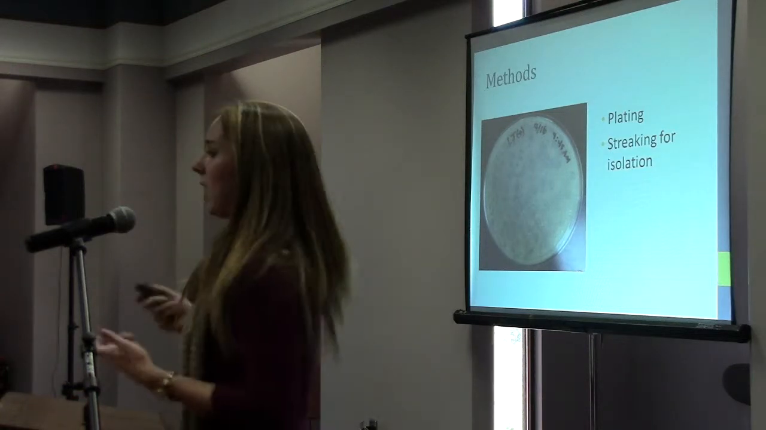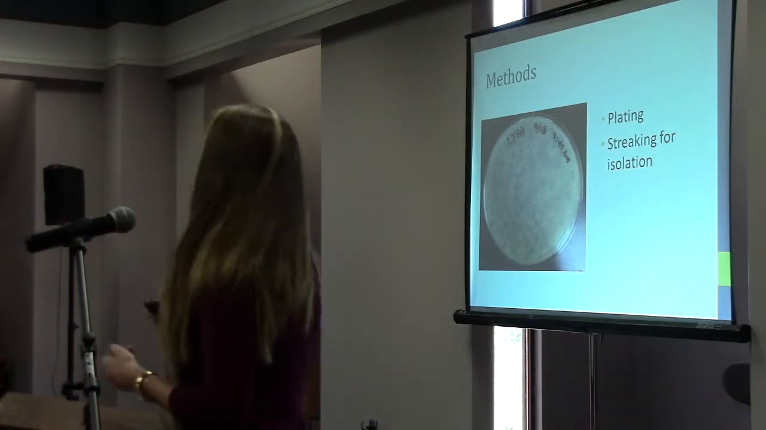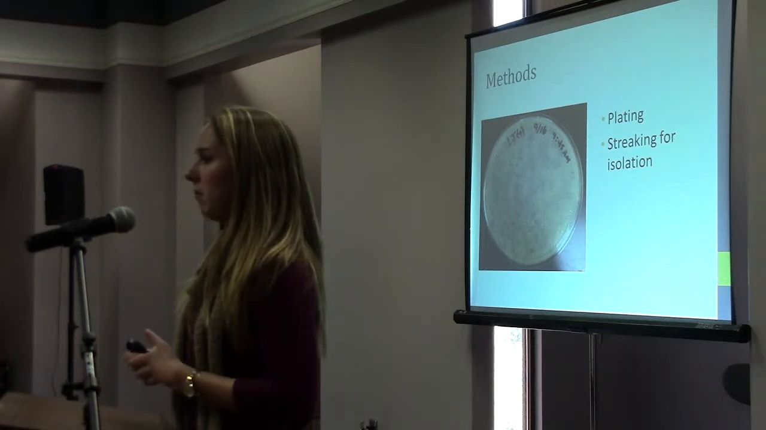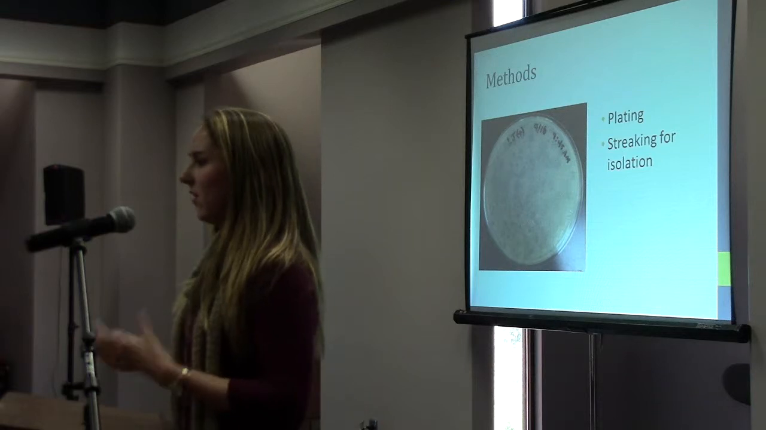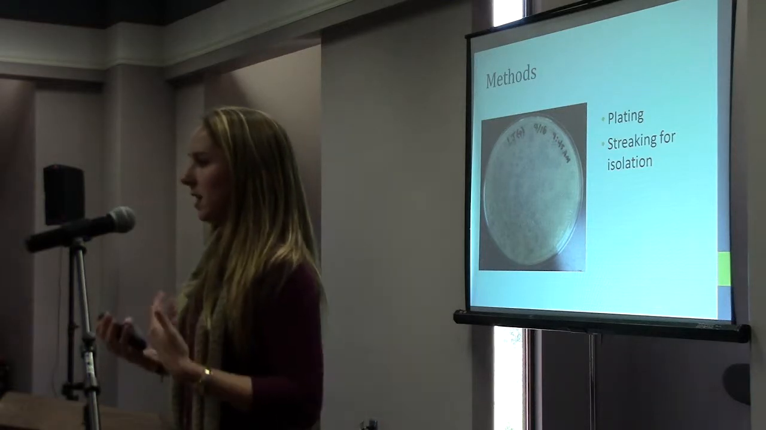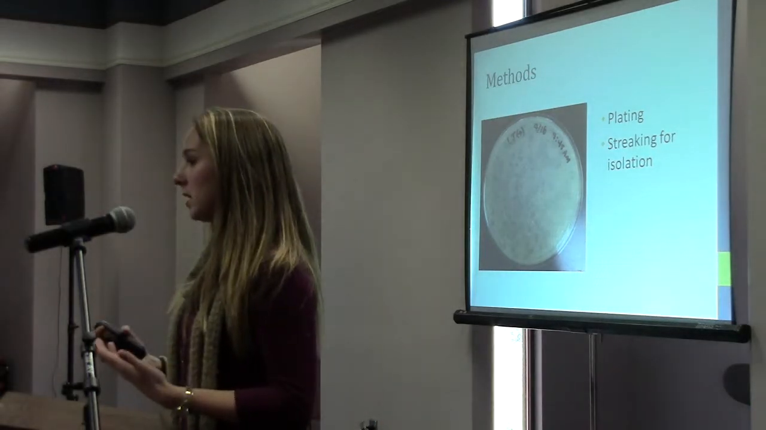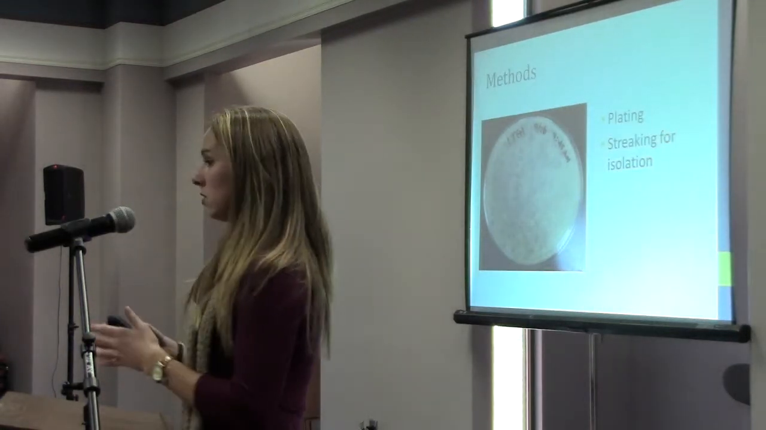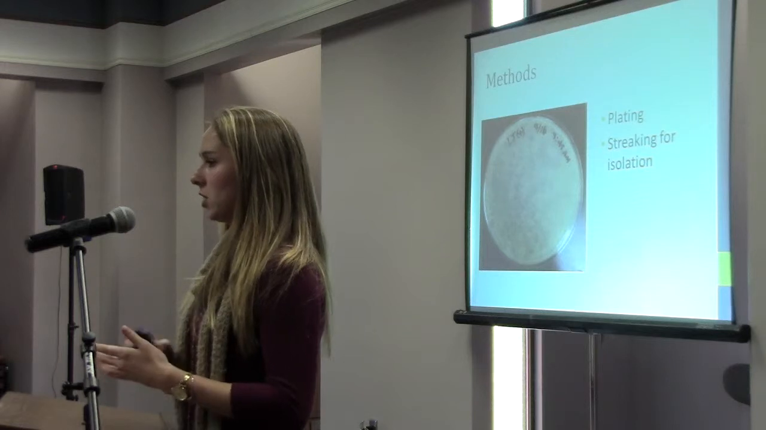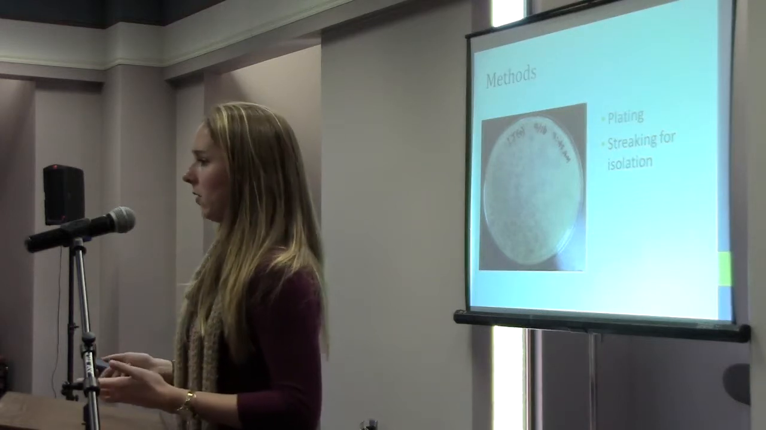Once we realized that we had growth, we had to streak for isolation, because we had two different morphologies on our plate, which means that the virus is showing up in two different kinds of disguises. It could have been two viruses, or it could have been the same virus with multiple morphologies, but we had to choose one morphology and go with that. So we tried to isolate one morphology and stuck with that for the rest of the experiment.